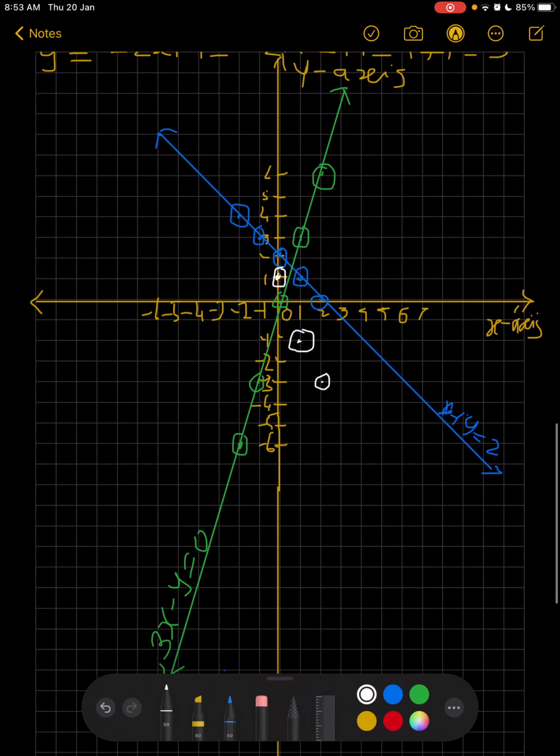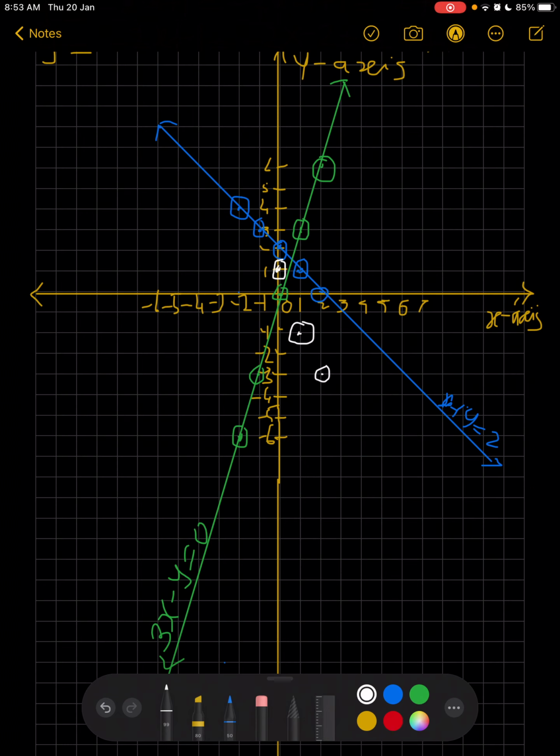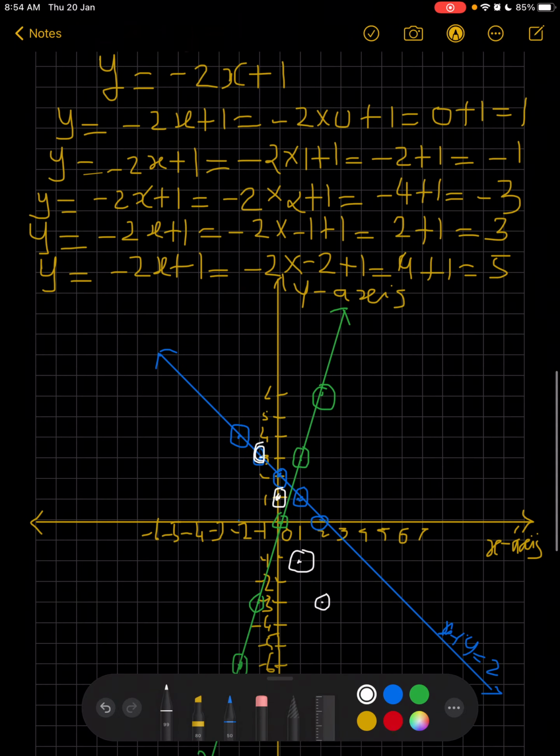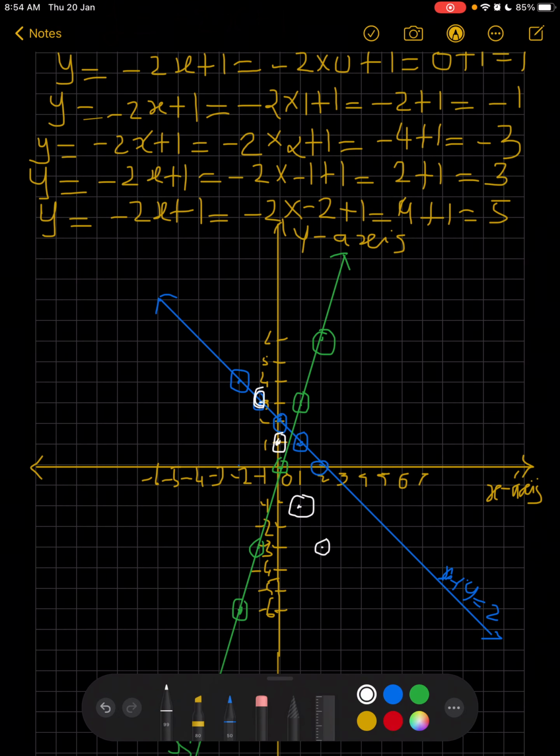Then minus 1 and 3. It will be here. This is your minus 1 and 3 of the first line. It can repeat on two lines, no problem. Minus 2 and 5. It will be here above. These are the 5 points.